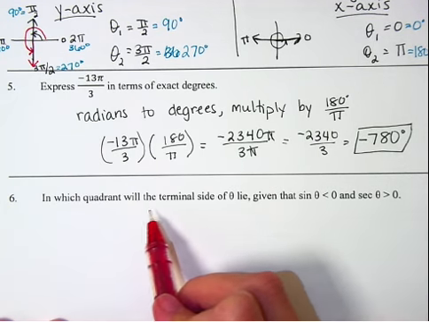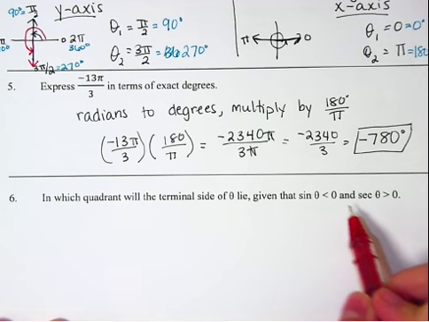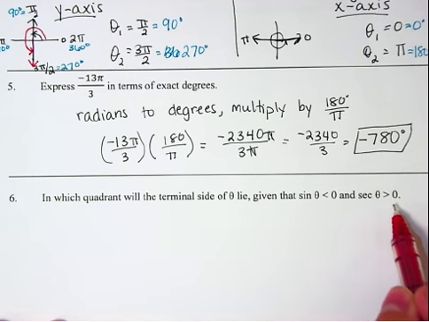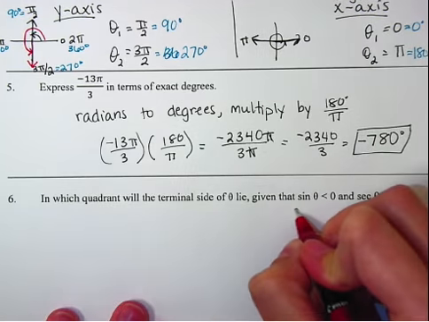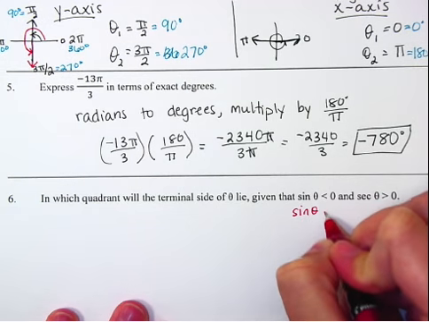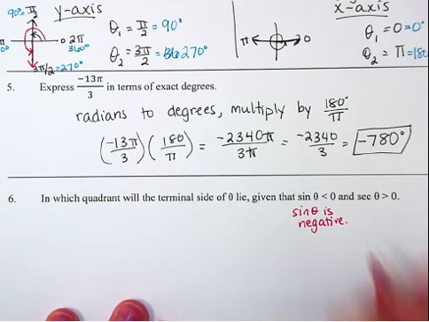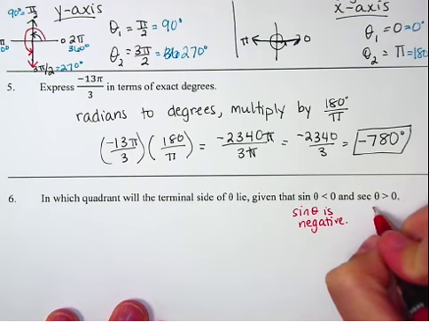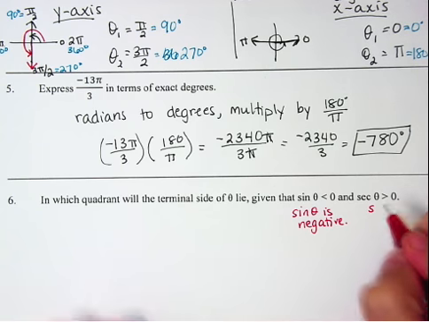In which quadrant will the terminal side of theta lie, given that sine of theta is less than 0 and secant of theta is greater than 0? Well, less than 0, what numbers are less than 0? The negative numbers. So that tells me that sine is negative and secant is greater than 0. So what numbers are greater than 0? The positive numbers.